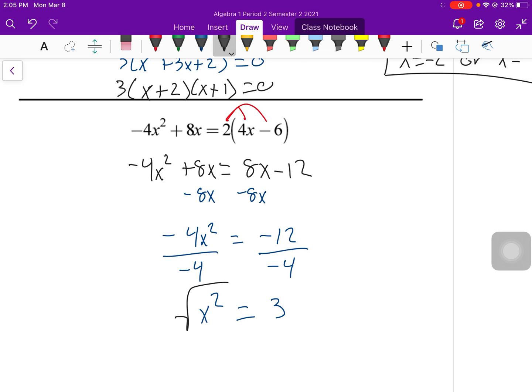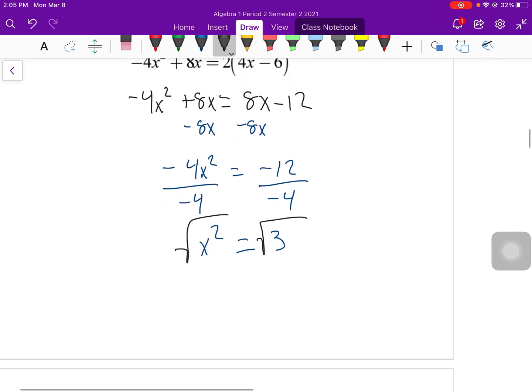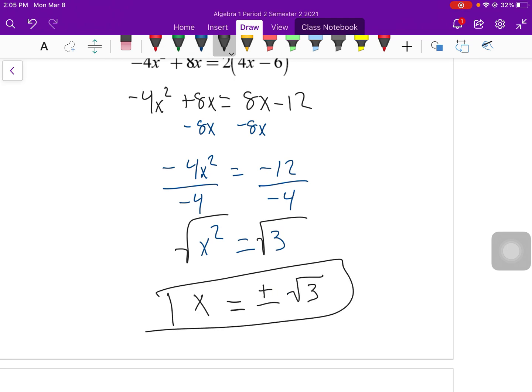To get rid of the squared, we take the square root of both sides. The square root of x squared is x. When we take the square root, we have two possible answers, a positive and a negative, and the square root of 3 is the square root of 3.